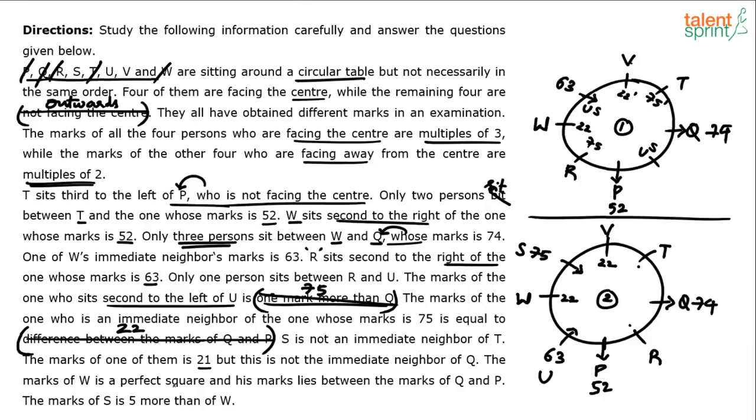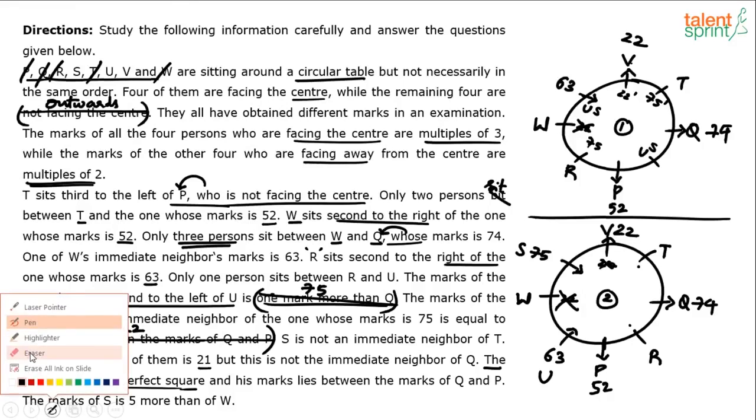The marks of W is a perfect square. Okay, this will give a lot of clarity. Is 22 a perfect square? No. So 22 cannot come here, which means 22 has to go for V. The marks of W is not a perfect square. So is 22 a perfect square? No, 22 cannot come here, which means 22 has to go for V again. And since 22 is an even number, meaning a multiple of 2, this person should be outward facing. Yes or no? So with respect to 22, things are done.